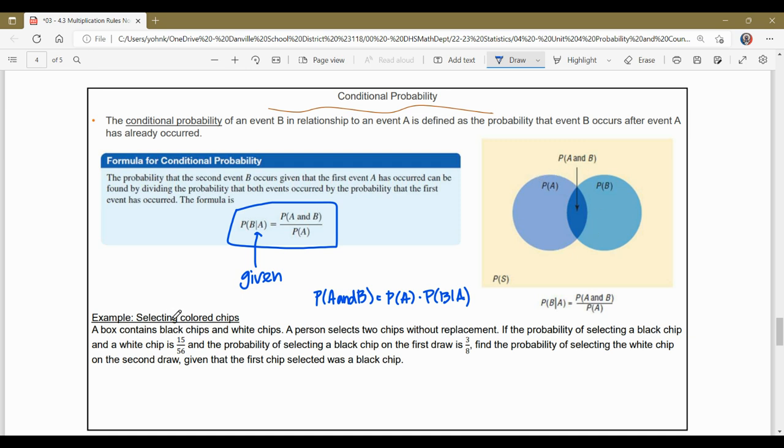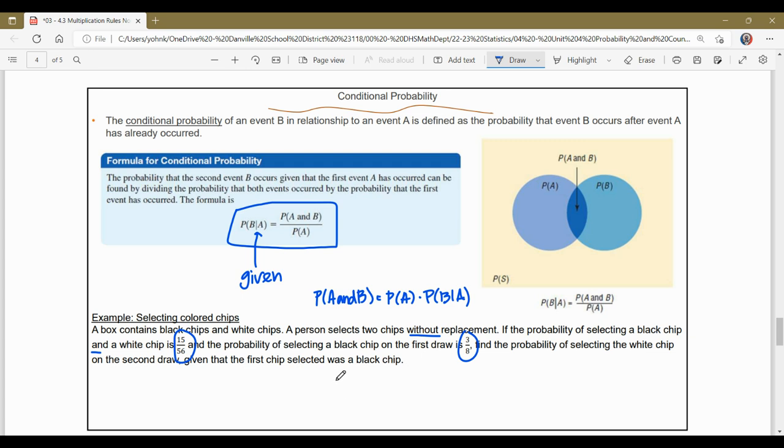So a box contains black chips and white chips. A person selects 2 chips without replacement. That means that one is going to depend on the outcome of the other. That's a conditional probability. If the probability of selecting a black chip and a white chip is 15 over 56, and the probability of selecting a black chip on the first draw is 3/8, find the probability of selecting the white chip on the second draw, given that the first chip selected was a black chip.